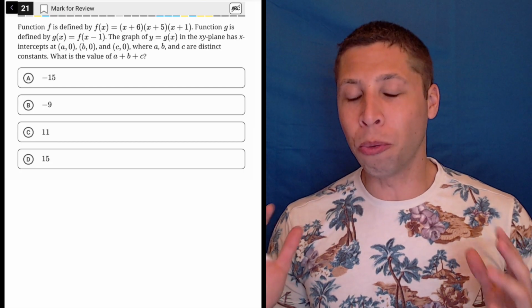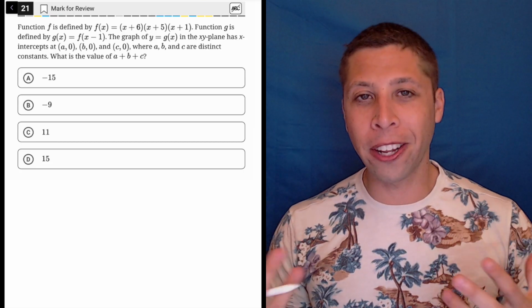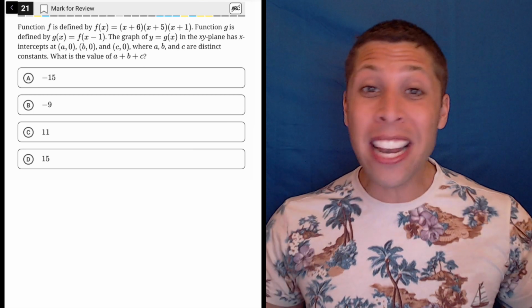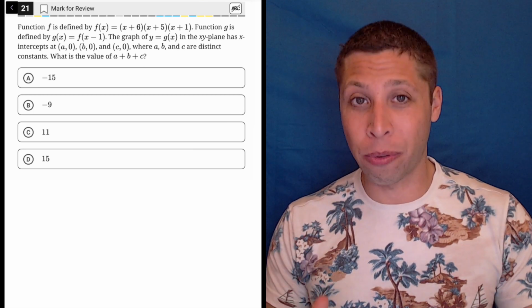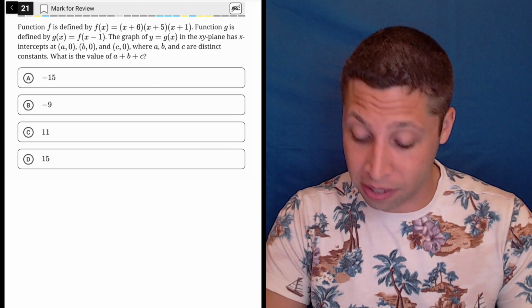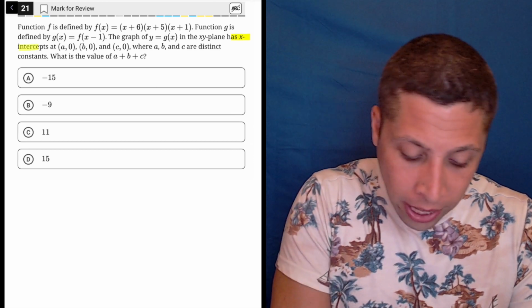Now this question seems really, really hard, and if you're not good at math, you might be totally lost here. However, pretty much anybody at any ability can get this right because you really only need to know two things in order to get it. The first, and this is the most important, is you need to know what an x-intercept is.